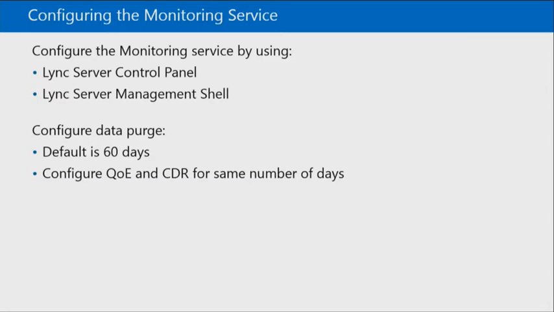60 days for CDR and QoE, both for the same number of things. You can save call detail records for longer than your QoE data if that is what you want. There may be reasons to do so. Maybe from a billing perspective, if you're pulling that data for some sort of internal usage. CDR is your call detail records: did the calls happen? The QoE is how well did the call perform.